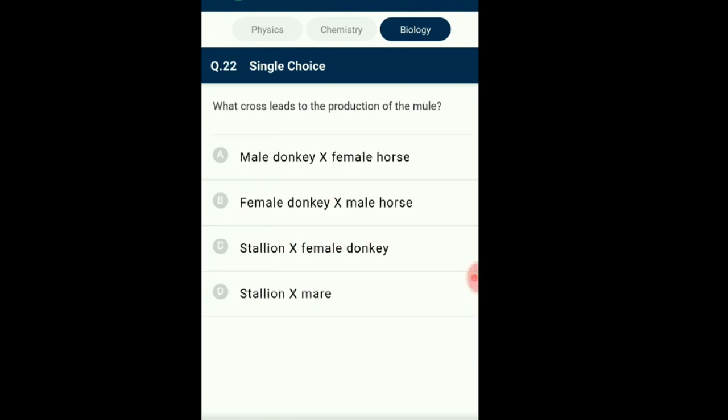Question number 22. What cross leads to the production of the mule? A mule is a sterile hybrid produced from the mating between a male donkey and a female horse. The female horse is generally called a mare. Hinny is another sterile hybrid produced from the mating between a male horse, generally called a stallion, and a female donkey. So the answer for this question is option A: male donkey and female horse.